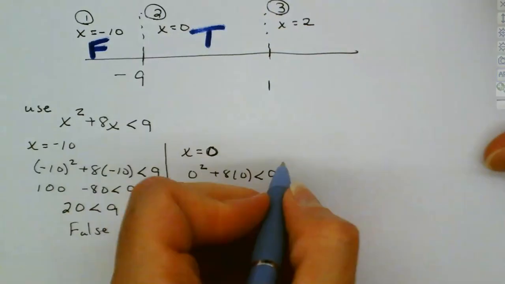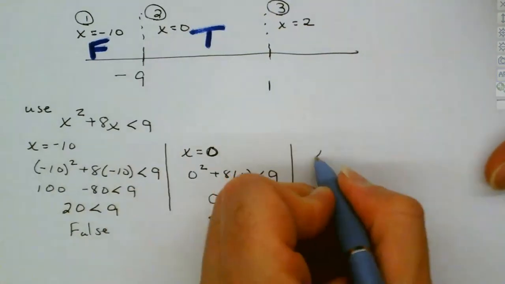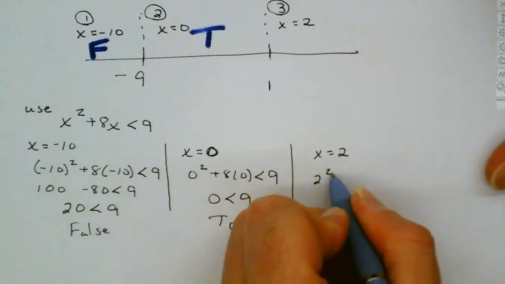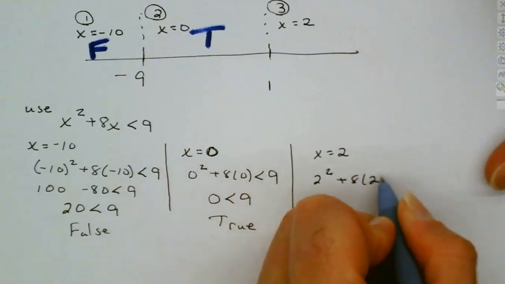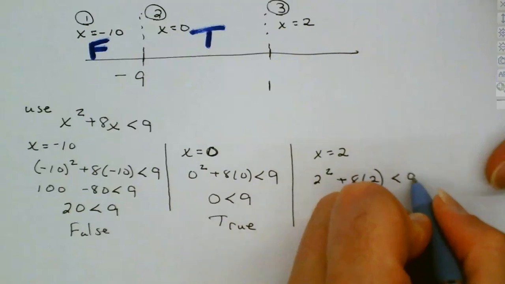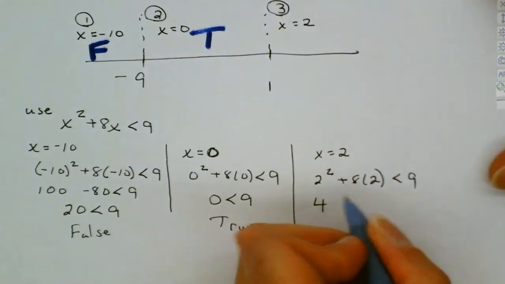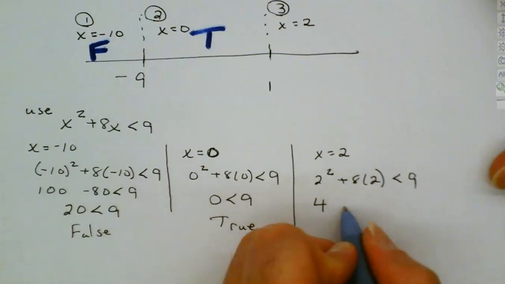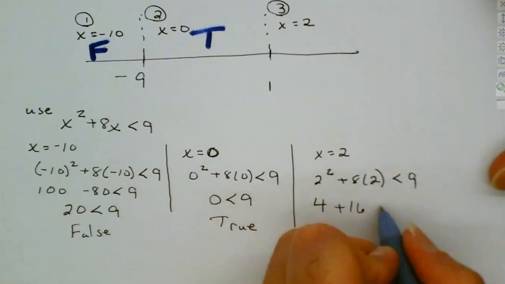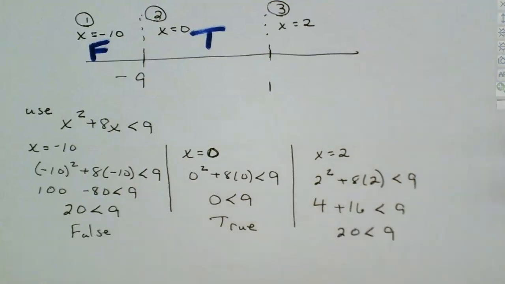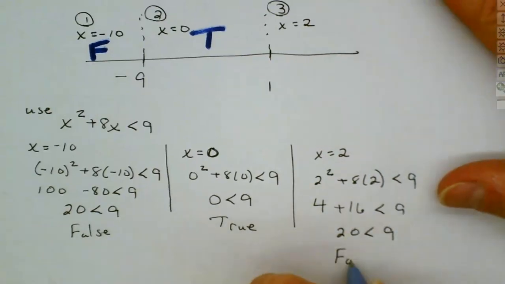And the last one we're going to use is 2. We know 2 squared is 4, and 2 times 8 is 16. And that gives me 20. And again, is 20 less than 9? Is that true or is that false? That's false again.